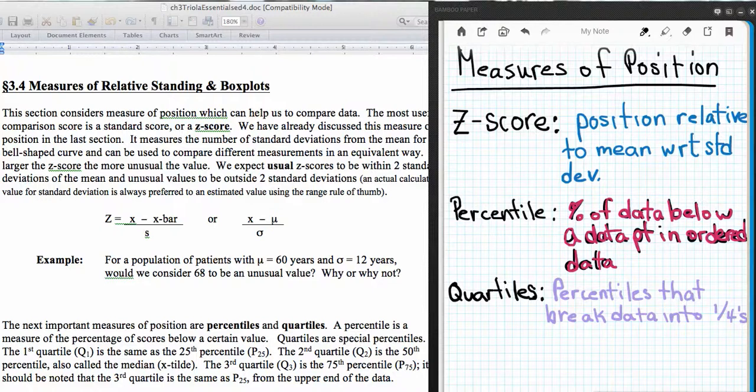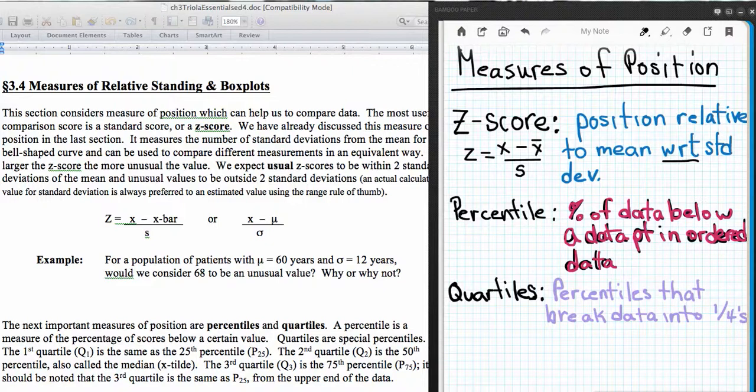So first of all, a z-score is a measure of position or a measure of relative standing because it is the position a data point holds relative to the mean, and WRT, this WRT right here, that means with respect to the standard deviation. And we know that a z-score is found by taking the data point, the x, subtracting the mean, the x bar or the mu, depending upon what information you have, and dividing it by the standard deviation. So where is it with relationship to the mean, and then with respect, dividing by the ratio of the difference in these two to the standard deviation. And that's what our z-score is, and that is a measure of position.